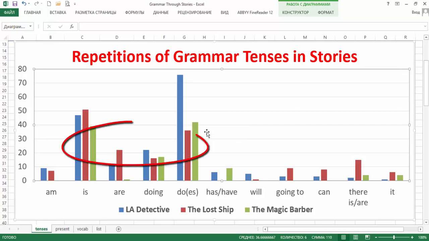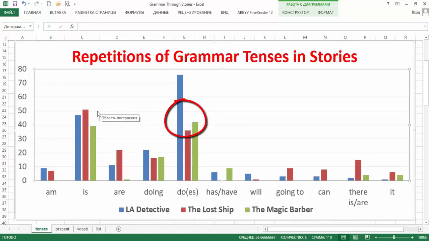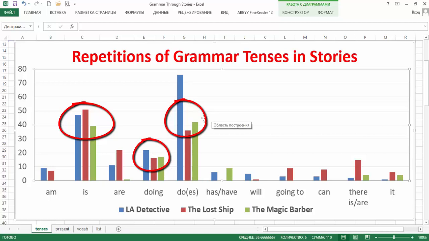You can clearly see that the present tense in all 3 stories has the highest numbers. The present simple does is at somewhere around 40 and is at about 50, and the present continuous doing is at around 20. Let's get more specific. Let's look at the actual numbers to see how many repetitions of the present tense we can get from a single story.